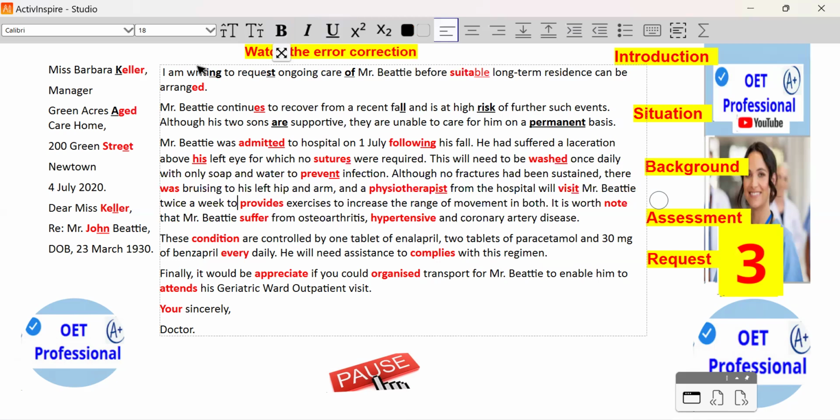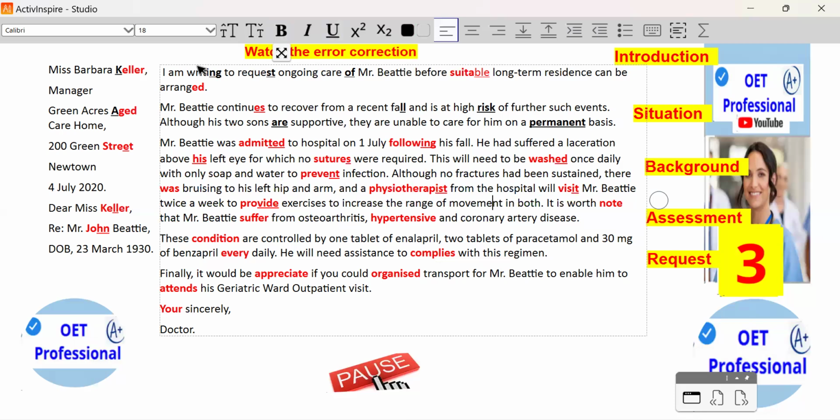Beattie twice a week, once again, to provide exercises to increase the range of movement in both. Both refers to the hip and arm.